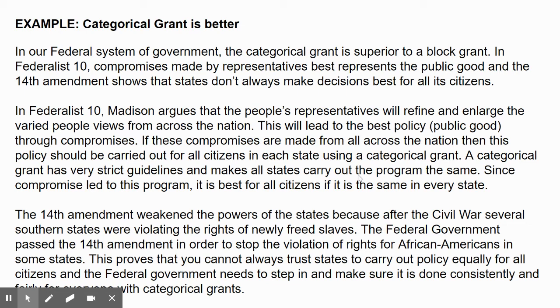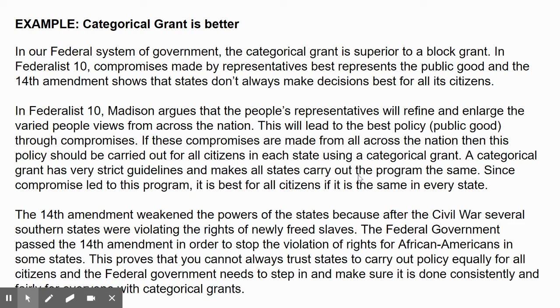So I'm going to argue because of that, categorical grant is better. In Federalist 10, Madison argues that people's representatives will refine and enlarge the varied people's views from across the nation. This will lead to the best policy or public good through compromise. If these compromises are made from all across the nation, then this policy should be carried out for all citizens in each state using a categorical grant.